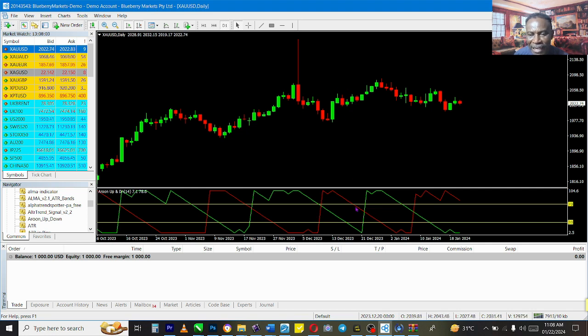So when you see the upward trend or you see this red line coming down and the green line also coming down, it means that the trade is a range. You don't have to trade. Do you understand?